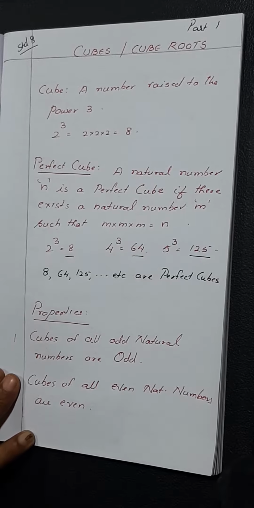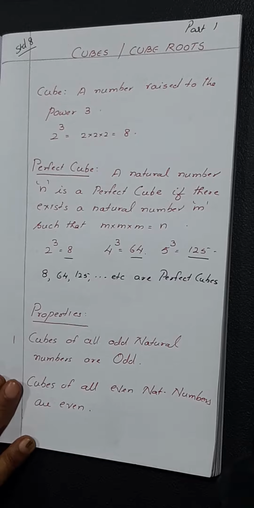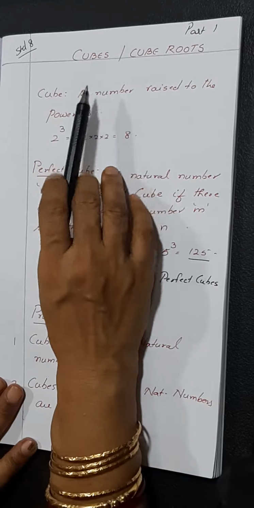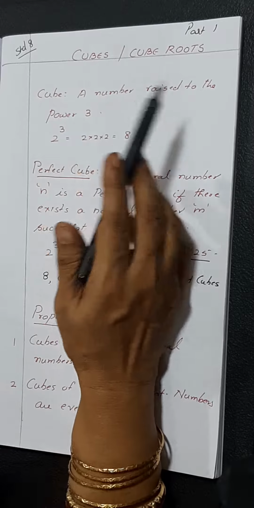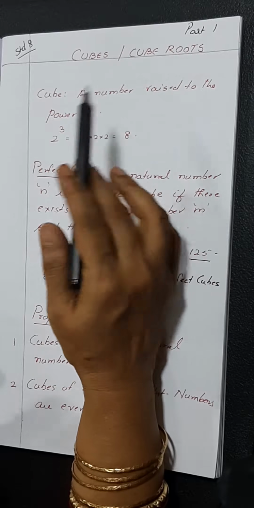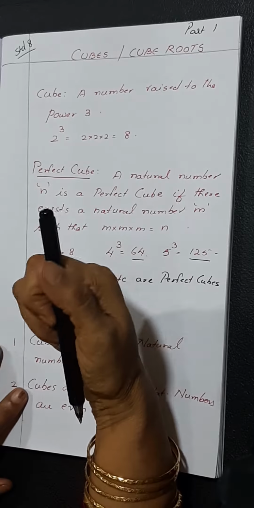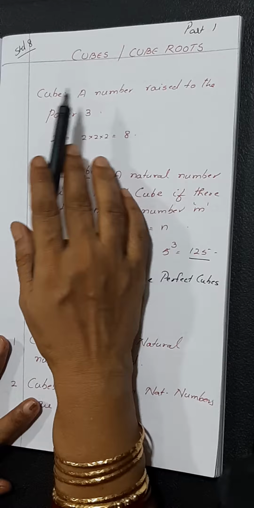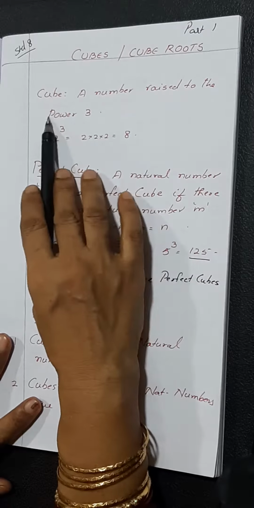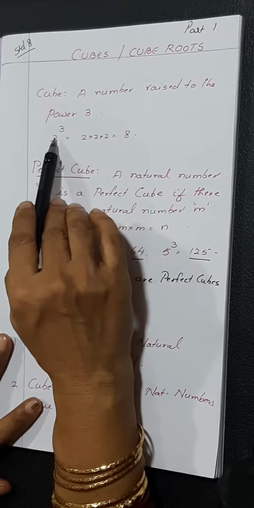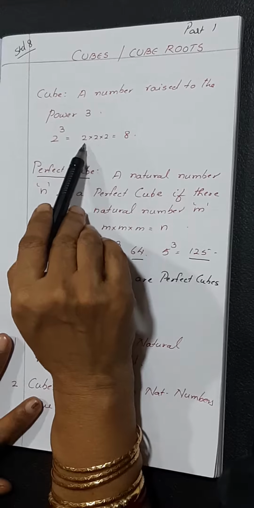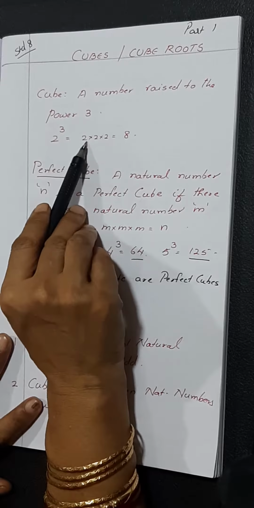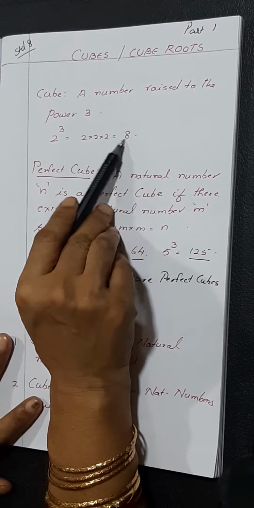The chapter is cubes and cube roots for standard 8. This chapter is similar to squares and square roots. If you are thorough with that chapter, this chapter will become very easy. Like we gave the definition for squares, a cube is a number raised to the power of 3. So 2 cube means you multiply 2 three times, and you get 8.